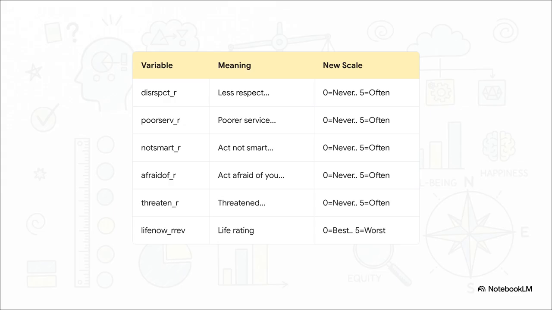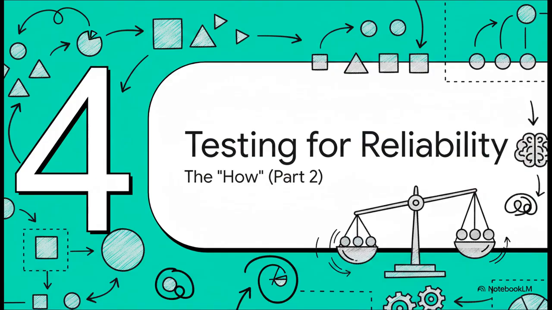And we even wrangled that tricky 0 to 10 life now variable into our new consistent 0 to 5 scale. Now all our ingredients are prepped and ready to go. But hold on. Before we start mixing everything together, there is one more super critical step. Just because we think these questions all belong together doesn't mean they actually do, statistically speaking. We have to test them to see if they're all consistently measuring the same underlying idea.